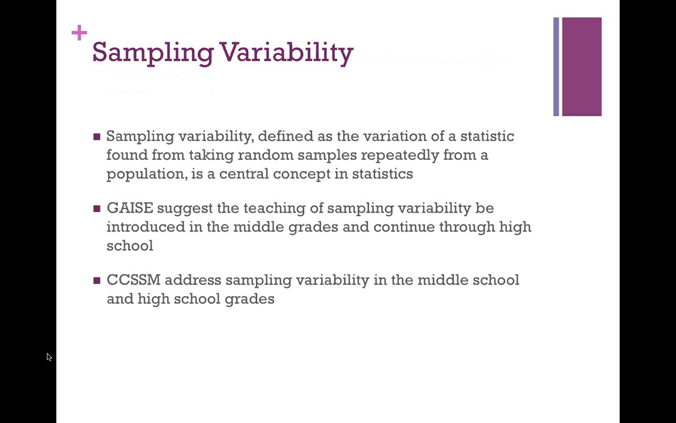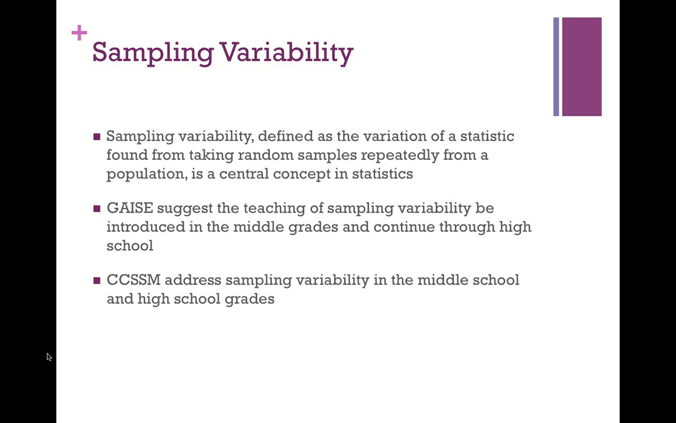Sampling variability, defined as the variation of a statistic found from taking random samples repeatedly from a population, is a central concept in stats. GAISE suggests teaching sampling variability, or introducing it, in the middle grades and continuing it through high school. And the Common Core addresses sampling variability in middle school and high school grades.